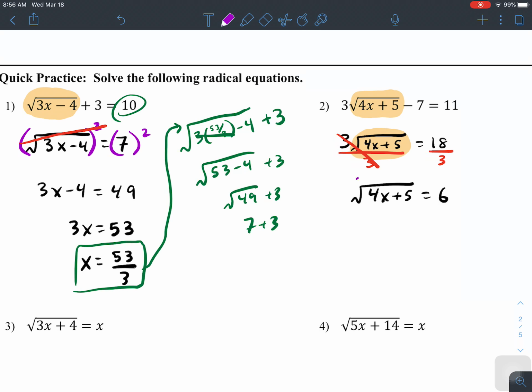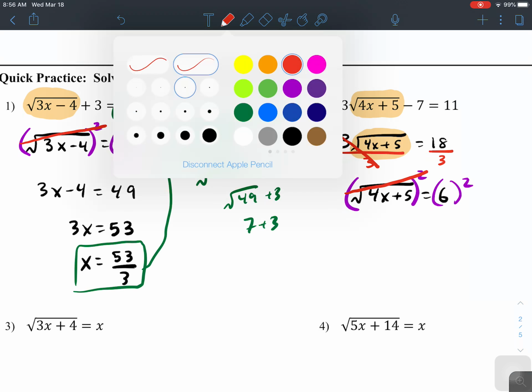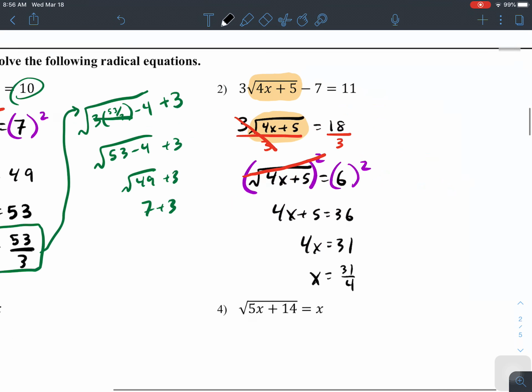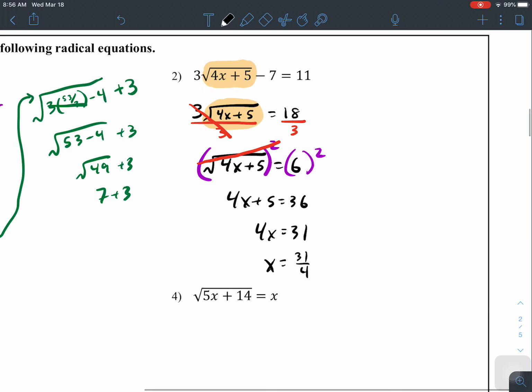Now that the radical is all by itself, parentheses to the left side, square it, parentheses to the right side, square it. The square and the square root cancel each other out. We're just left with 4x plus 5 equals 36. Subtract the 5 and divide by 4. And again, look at that, a fraction.